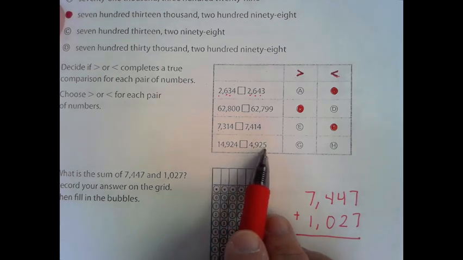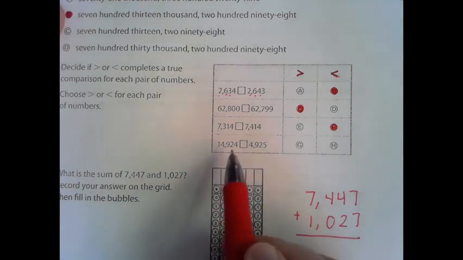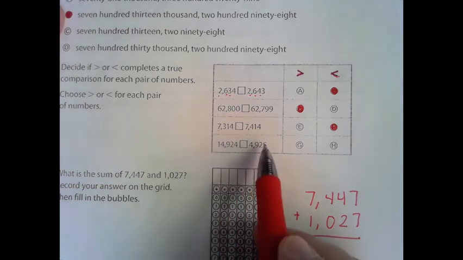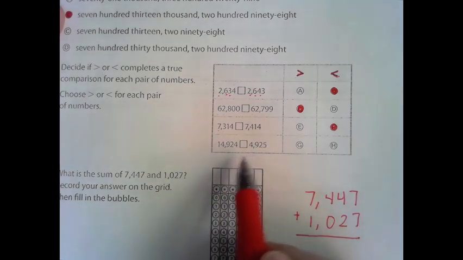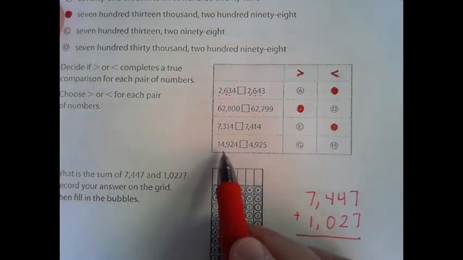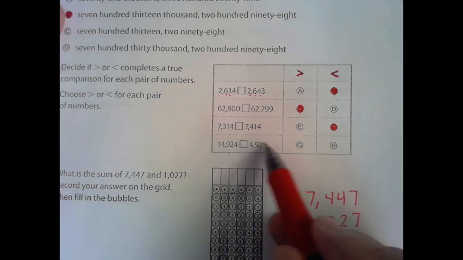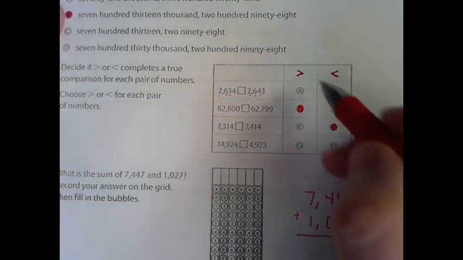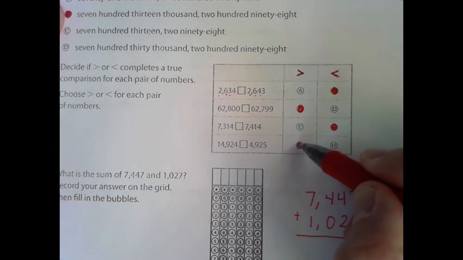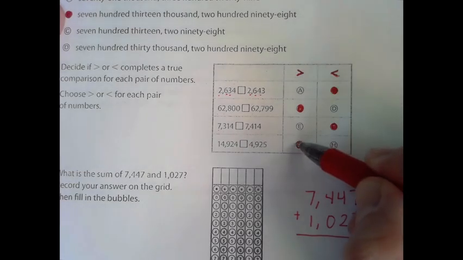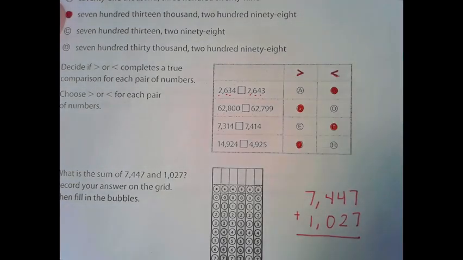14,924, 4,925. Well, right away, I see that this is a 5-digit number and this is a 4-digit number. So automatically, the 5-digit number is larger because it's in the 10,000s, and here we only have thousands. So that means it's greater than, which means we're going to color in the bubble here because it's greater than. We're going to color on the one on the left.